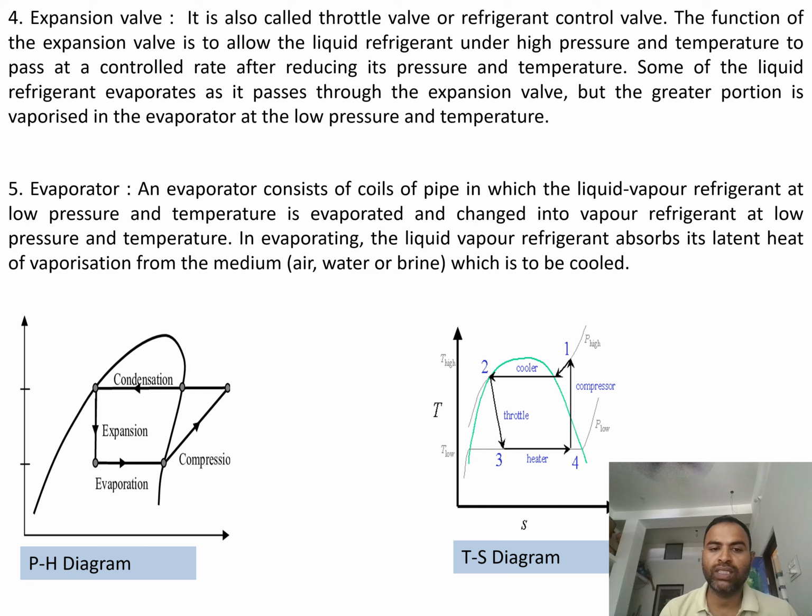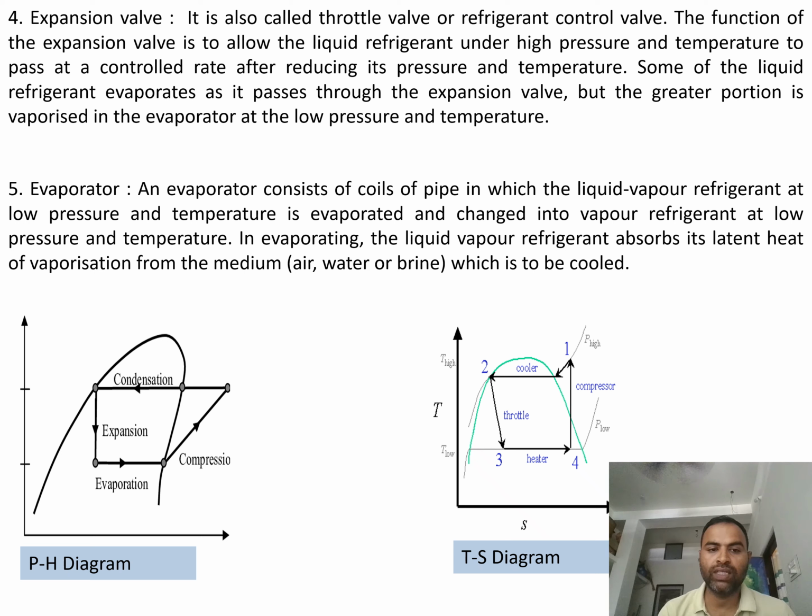Now, after compression, the condensation process is started. In condensation process, cooling is done where the heat is absorbed from the refrigerant and it gets cooled. So, in this process, that is condensation process, the pressure remains constant, only the temperature decreases from point 2 to point 3, from saturated vapor to saturated liquid points.